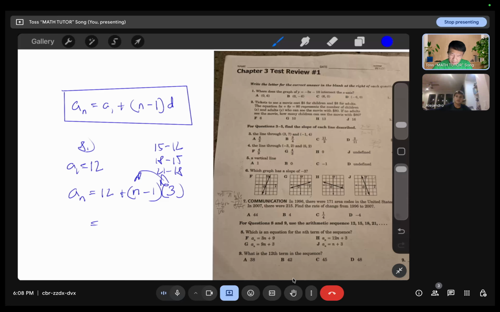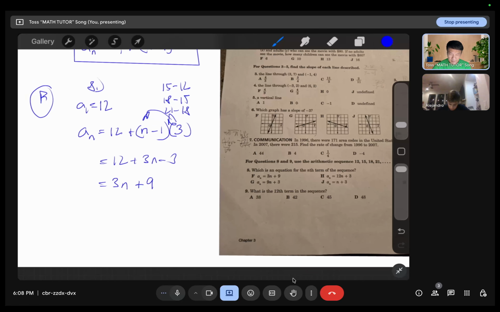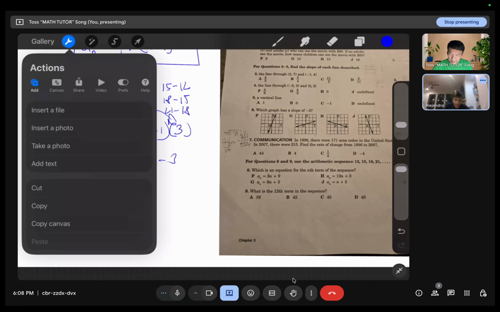Distribute, right? Yes. So 12 plus 3n minus 3. And we want to write the 3n first. And then 12 minus 3, that would be 9. It's exactly the first one, a_n. Very good. All righty. You okay with that? Yeah. Next one.